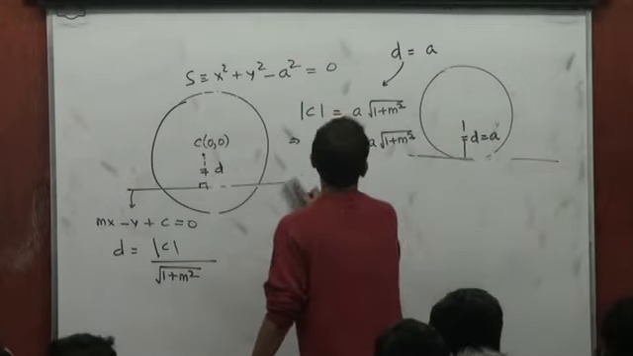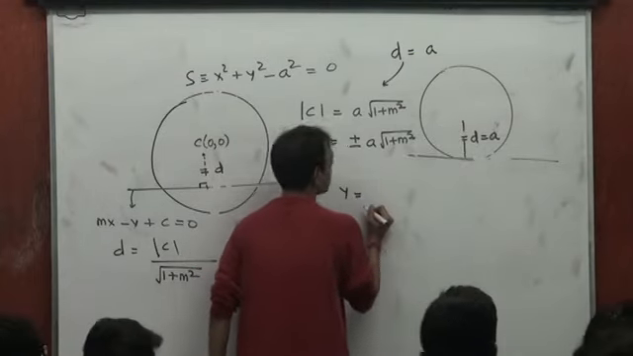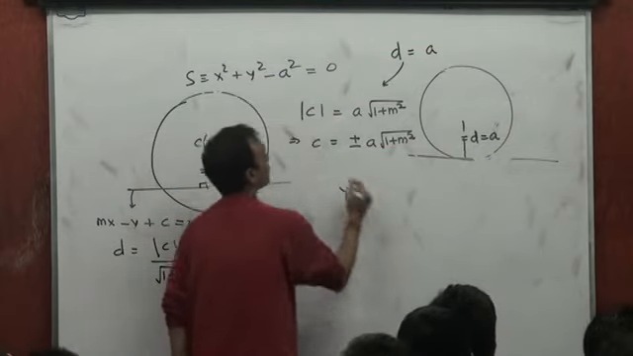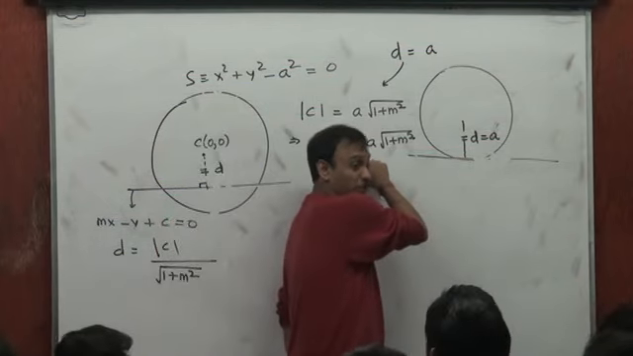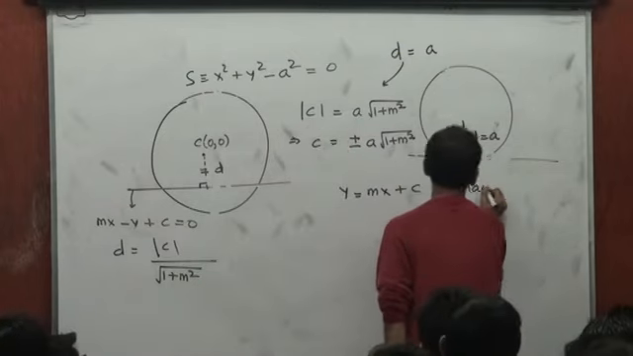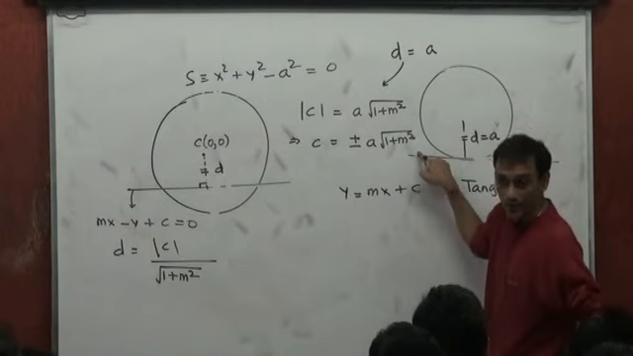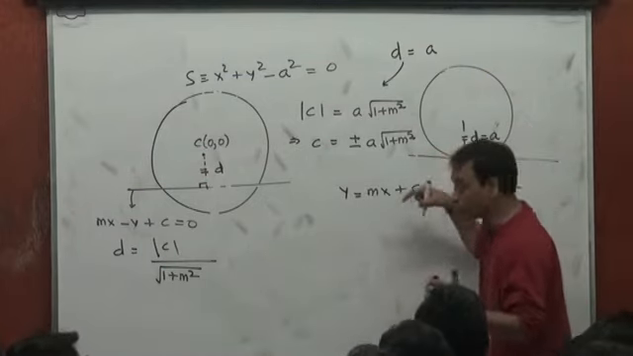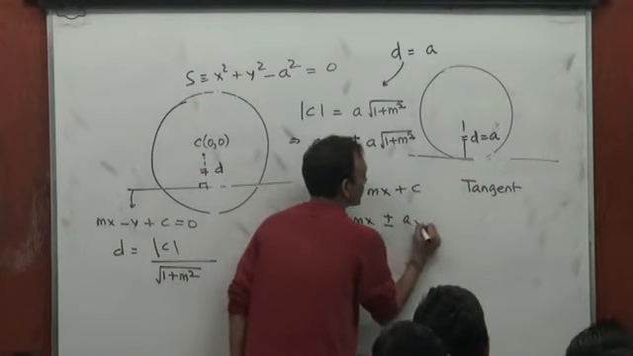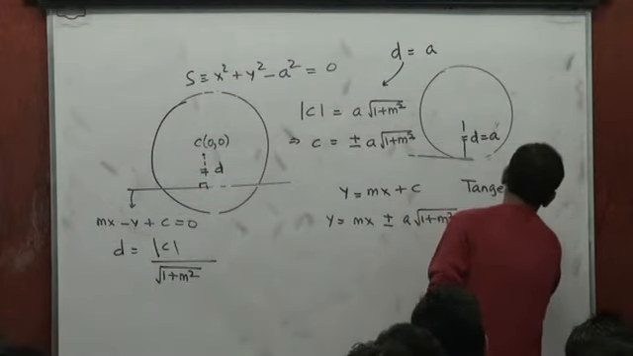Which means, for the equation of the circle x squared plus y squared minus a squared, this is the case of a tangent. That means y equal to mx plus c will become a tangent to the circle if c is plus minus a root 1 plus m squared. So y equal to mx plus minus a root 1 plus m squared will represent what? A tangent to the circle.